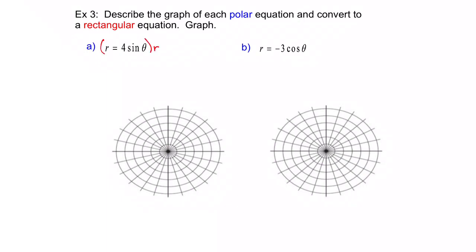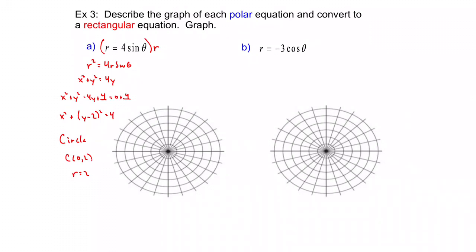Once again, we did this the other day by multiplying r to both sides. That creates that r squared, but it also creates r sine of theta. So we can rewrite this as x squared plus y squared is equal to 4y. We know this is a circle, so we're going to set it up so we can complete the square. Take half of -4, which is -2. -2 squared is 4. So we recognize this as a circle centered at 0, 2 with a radius of 2.